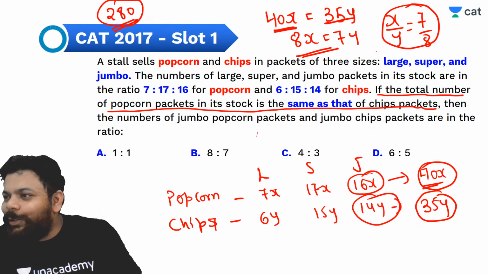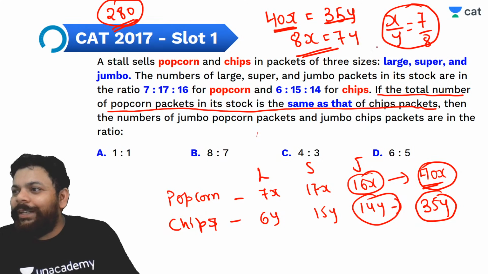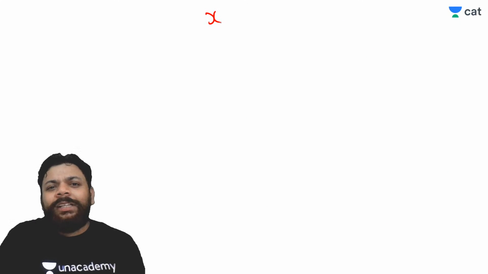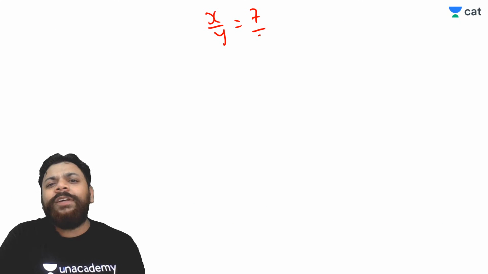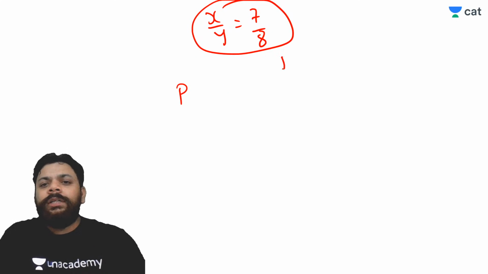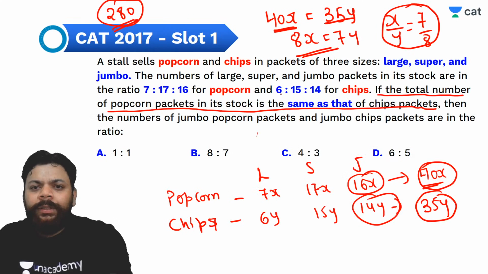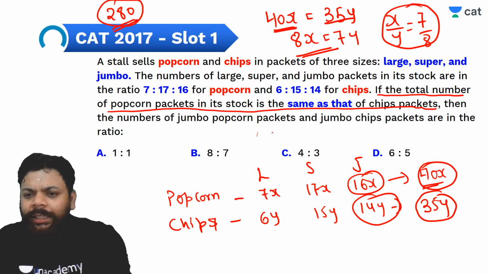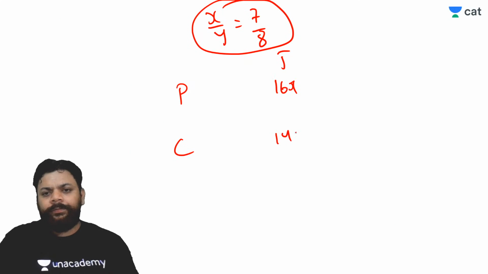ओके, 2000 से 2018 तक के मॉक्स दिए हुए. गुड, चलो प्रैक्टिस हो रहा है. यहाँ पे मुझे ये मिल रहा है x by y इज इक्वल टू 7 by 8 है. एंड इन केस ऑफ पॉपकॉर्न, जंबो साइज वाला जो था, that was 16x, and in case of chips jumbo size वाला जो था that was 14y.